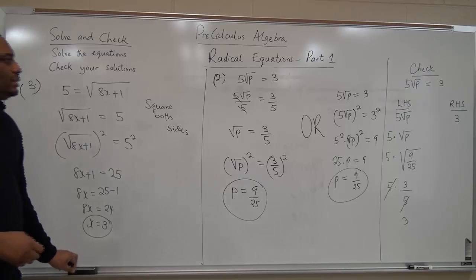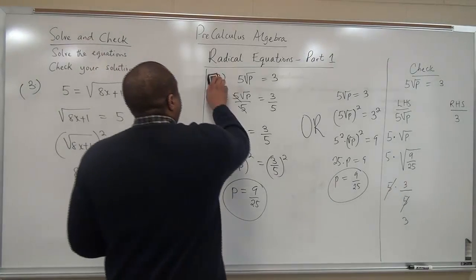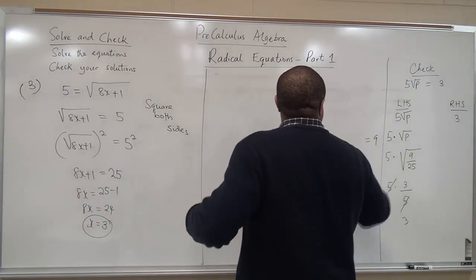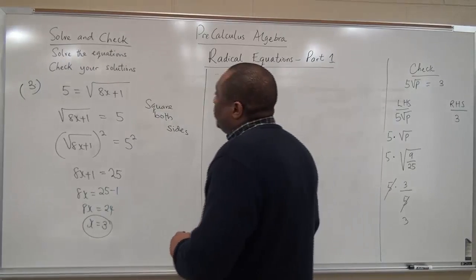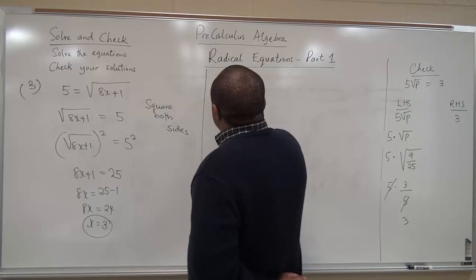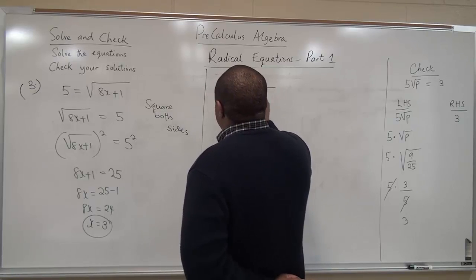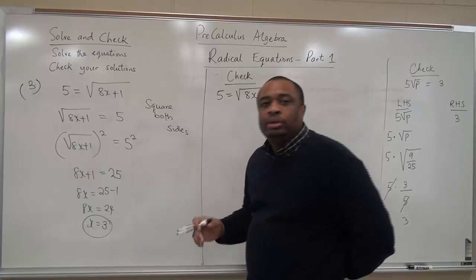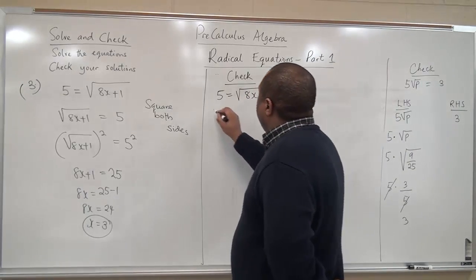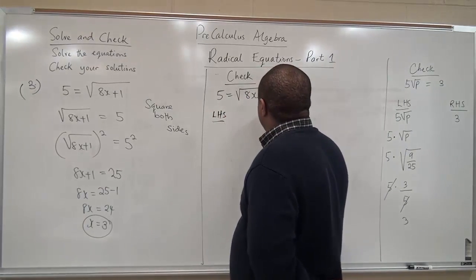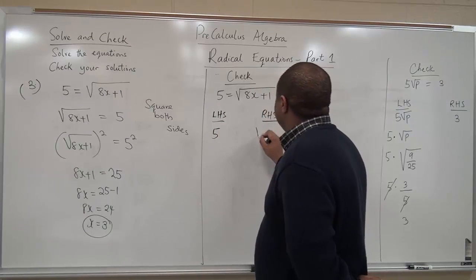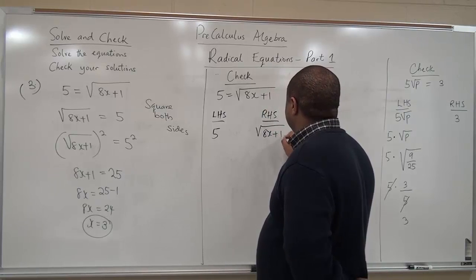And then we do what next? We check our work. So, we check. We have that 5 is equal to square root of 8x plus 1. As usual, you check with the main equation. Left-hand side, right-hand side. Left-hand side is 5. Right-hand side is square root of 8x plus 1.